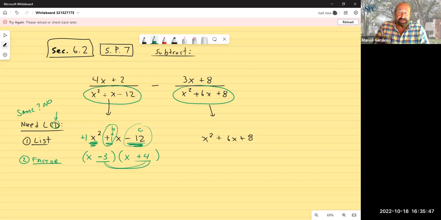Now, in the factor step, the way we said in Tuesday's lecture, I need the exponents showing. There's only one of each of those two binomials.